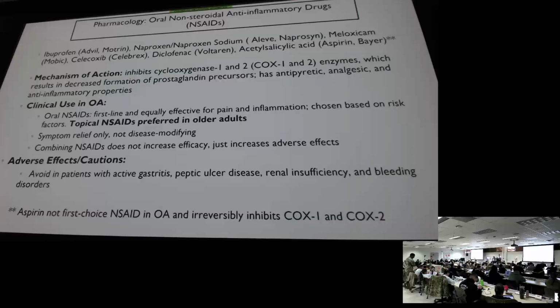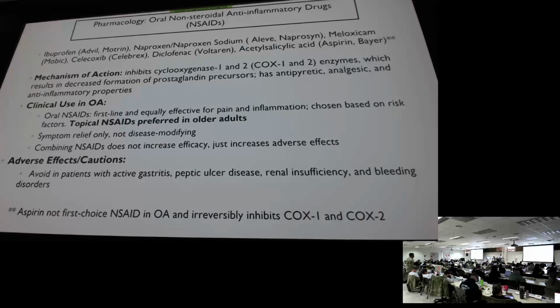Not disease modifying. Do not combine multiple NSAIDs to try to get better pain relief or increase of inflammatory blocking. Combining more NSAIDs is only going to increase your risk, whether it's cardiovascular or GI, based on which specific NSAID you're using. So don't combine NSAIDs, right? Do not use it in patients, as I mentioned, with peptic ulcer disease, renal or kidney issues, or any bleeding disorders, or active gastro issues.